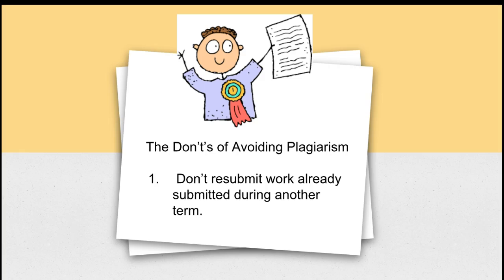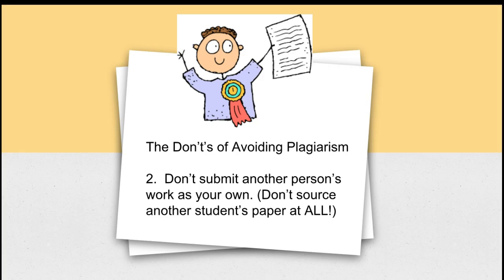Don't resubmit work already submitted during another term by you or another student. Those are both breaches of academic honesty. So if you took the course and had to retake it, don't resubmit the same paper twice, because in the plagiarism checker, it will show up as 100% plagiarized because you've already submitted it once. Don't submit another person's work as your own. And as I said, don't source another student's paper at all.